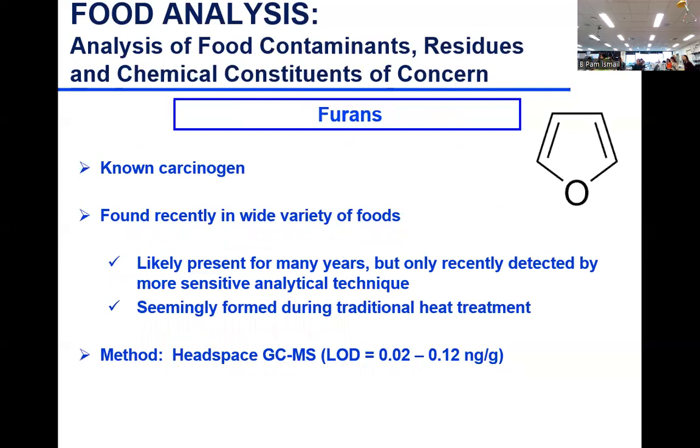Furans are produced when we are processing food that has high carbohydrate, potentially some acid, and heat. So these can be produced, and these furans are carcinogens. They are volatile, so you can use headspace GCMS, where you put the sample. The furan is volatile, so it will be in the headspace over the sample. You take a sample of that headspace compartment above the sample, and you do GCMS.